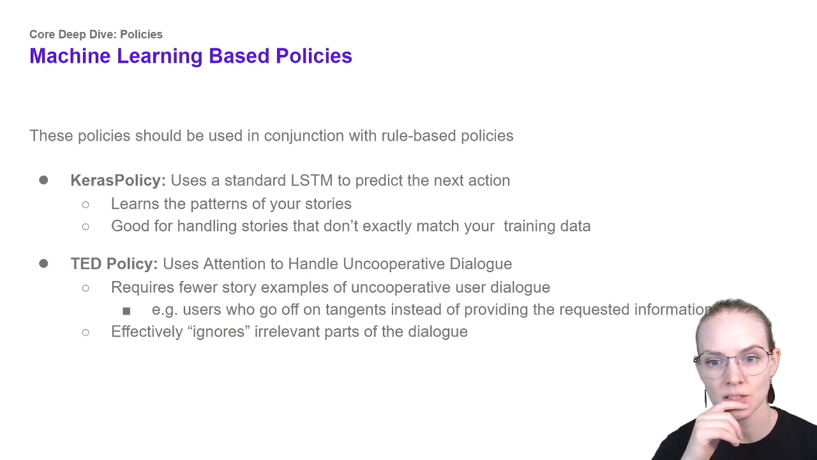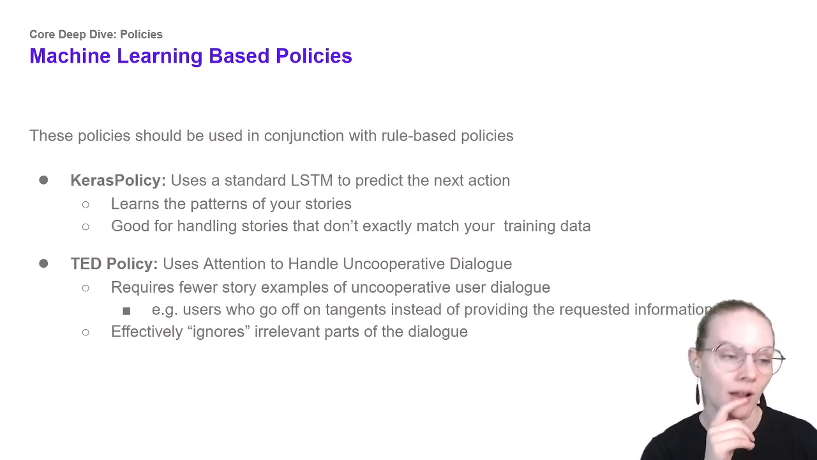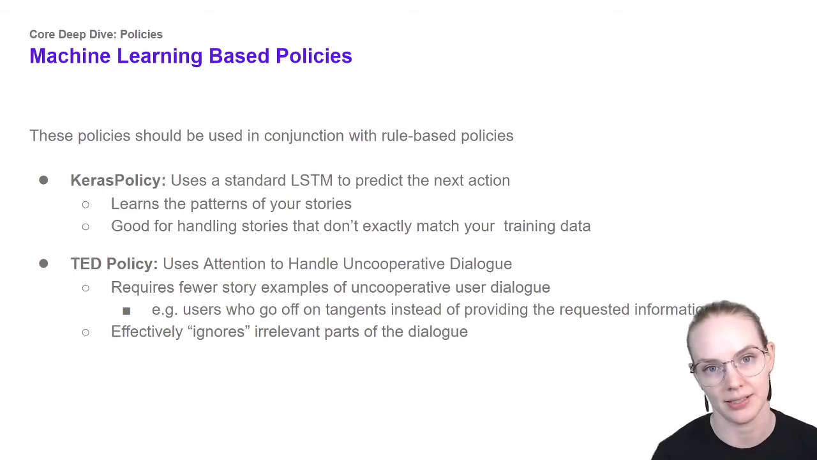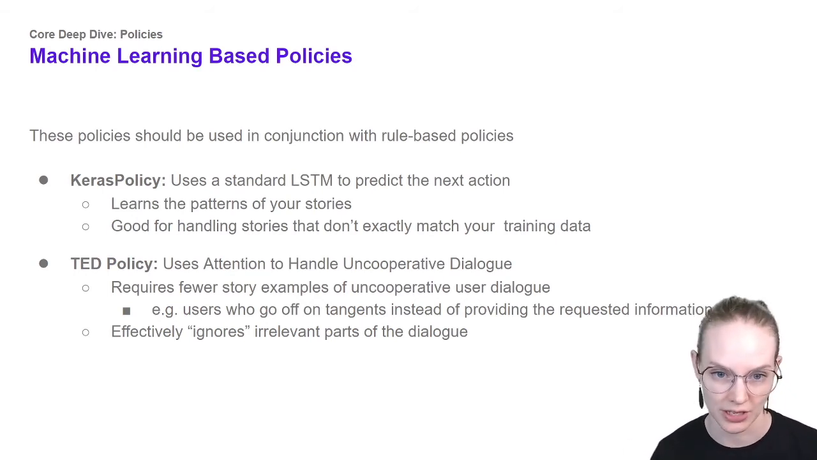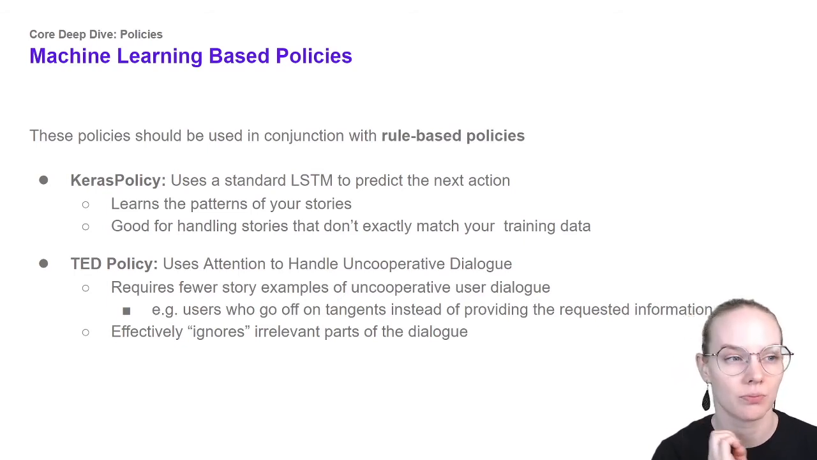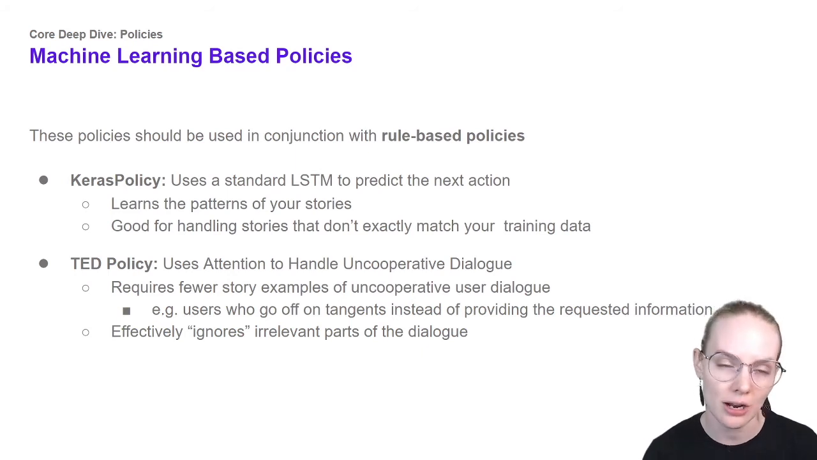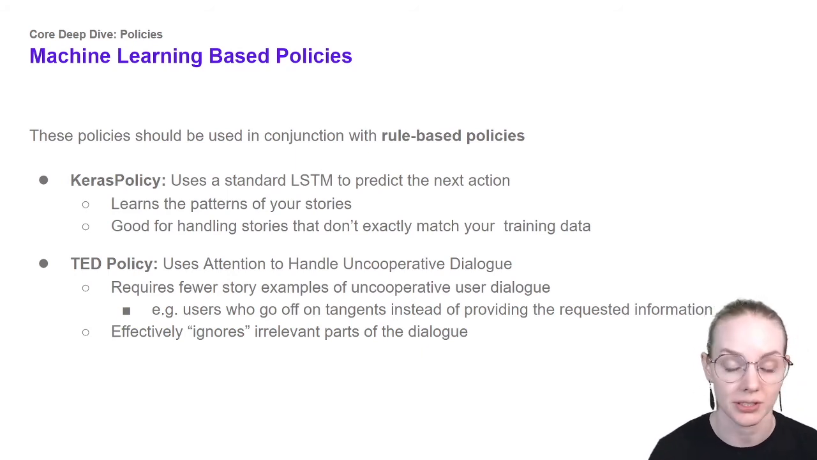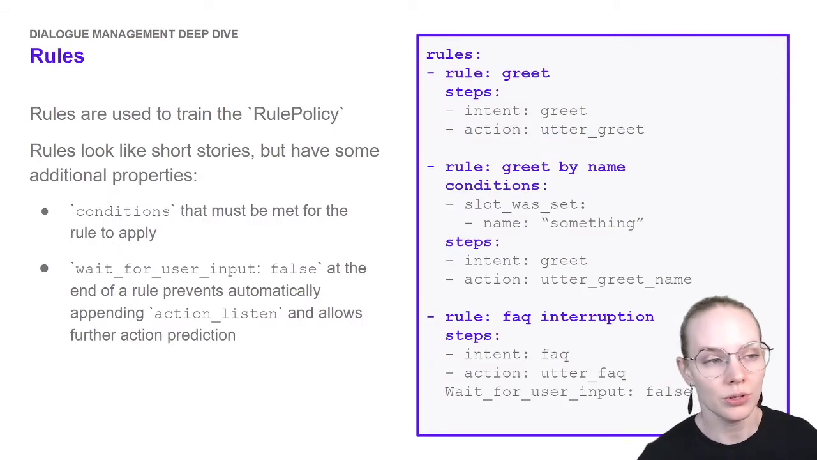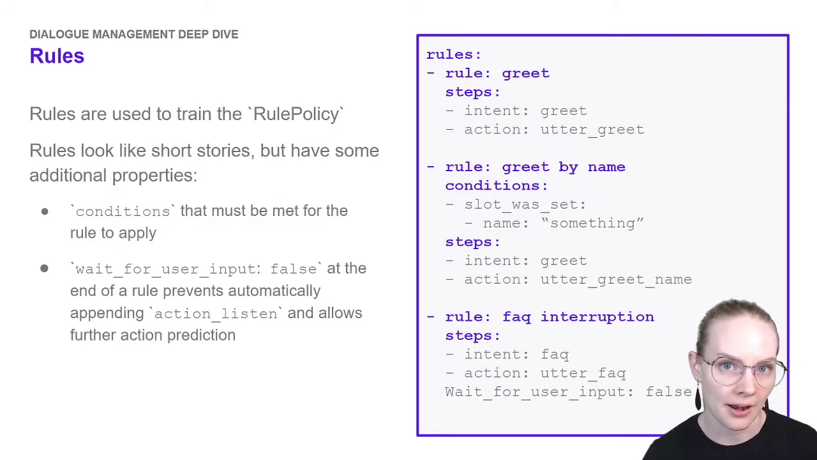And these work really well because they are flexible and because people don't always say the same things in the same order in conversations. However, we think that very rarely should you only use these policies, and generally you want to also use some rule-based policies. So rules have a lot of places in conversational AI.